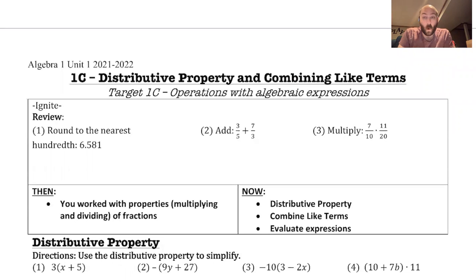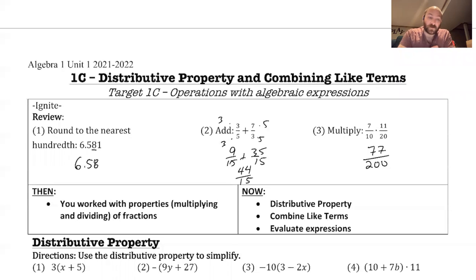We're going to be talking about 1C today, and we're going to be covering what's called the distributive property and combining like terms. So a little bit of review igniters. Again, I'm going to pause the video. I want you to try these out as best you can on your own. Give you plenty of warning that I'm going to be pausing that video right about now.